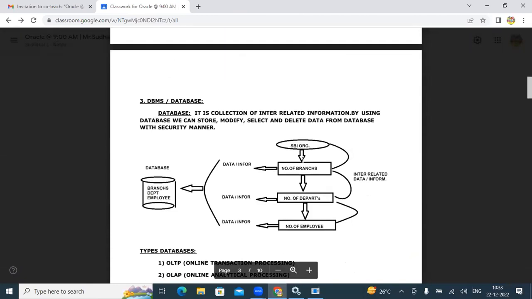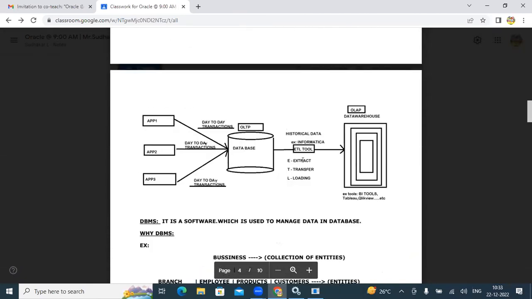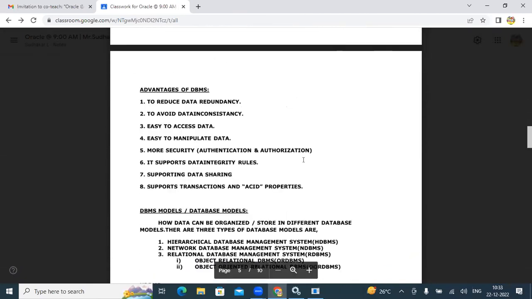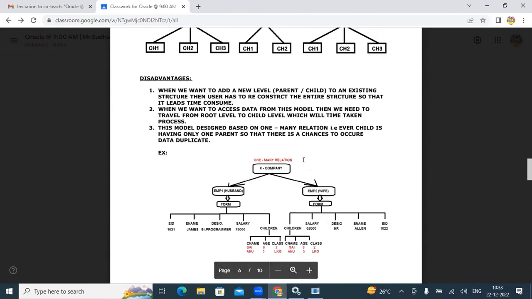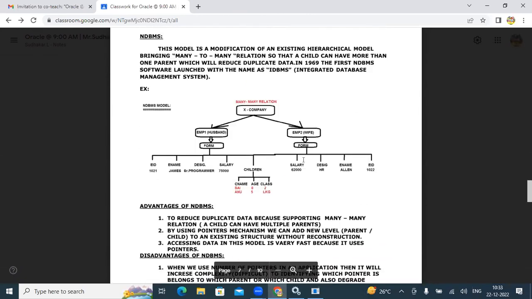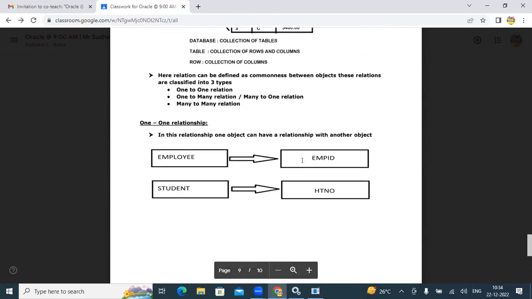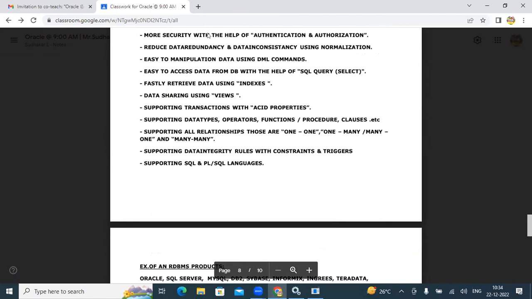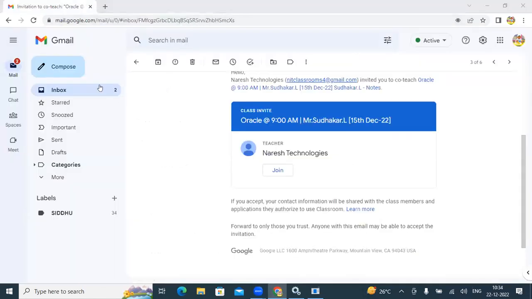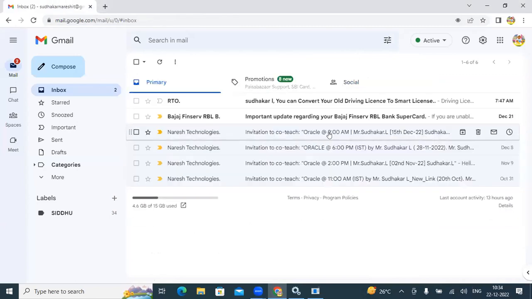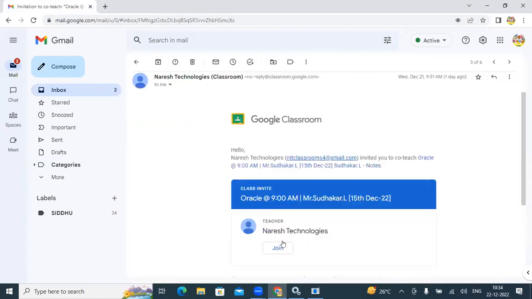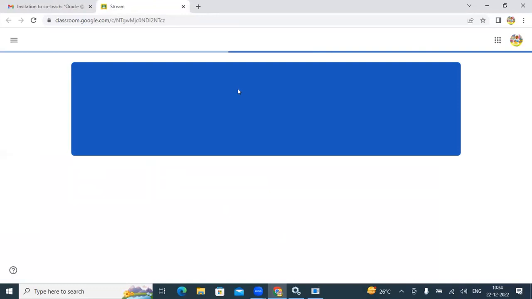Complete information is there along with your diagrams also. So keep this material; it is in PDF format. Up to now, the entire notes, software, software link and installations, all I kept in your class.